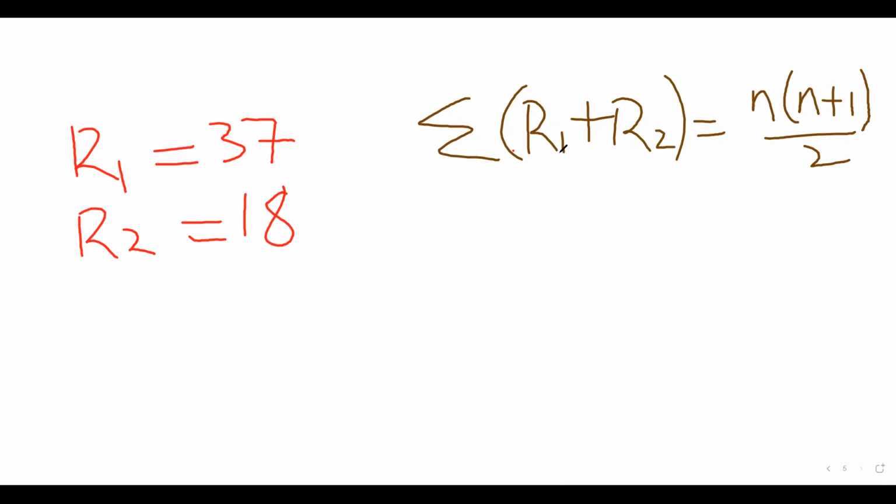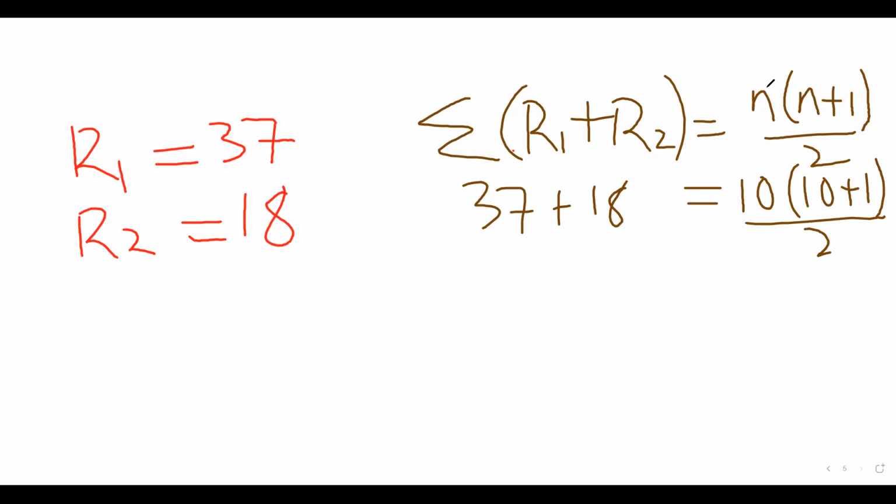So let's look out for the total rank. R1 plus R2, 37 plus 18, is 55. Excellent. I like the answers many of you are giving. Then what about the right side? N is the total sample size, all of them. The total sample is 10. So this will be 10 into bracket 10 plus 1.